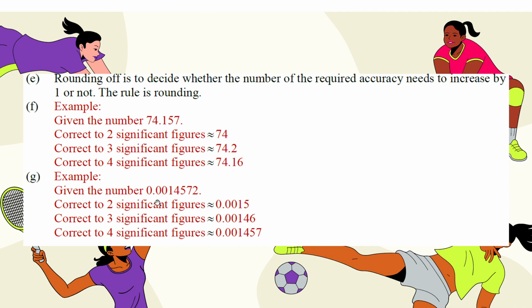Okay, remember this: the zeros after the decimal point but before all the non-zero digits do not count as significant. So these two zeros do not count, so there are 2 significant figures, 4. At the right-hand side, 0.0015 has 2 significant figures; 1.46 has 3 significant figures; 1.4572 has 5. Okay, got it.